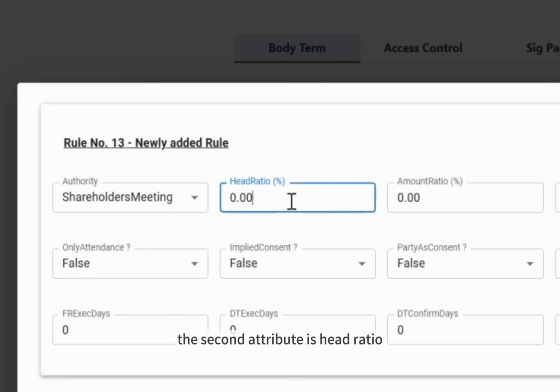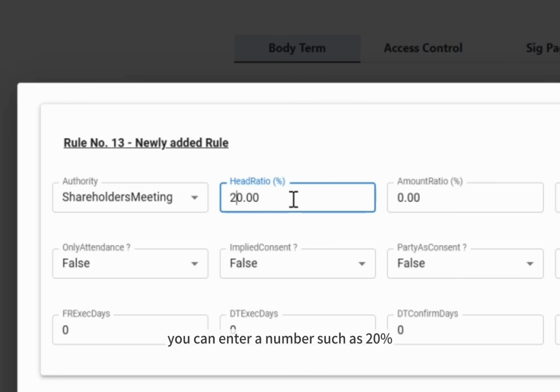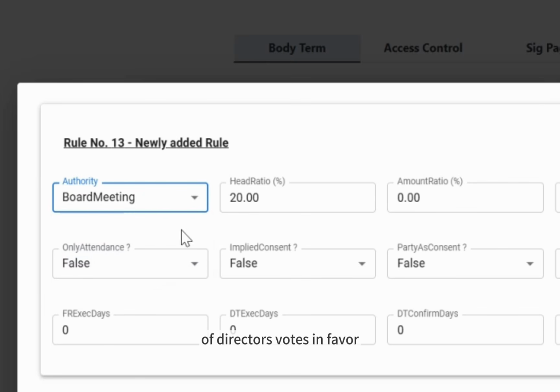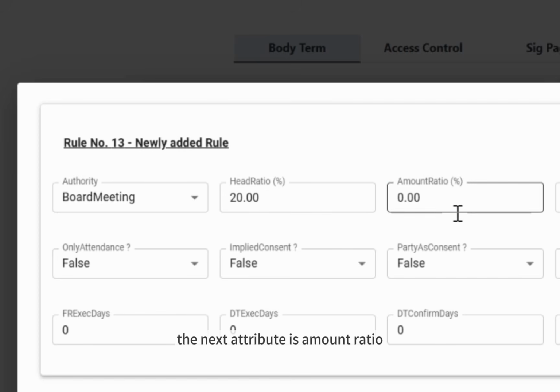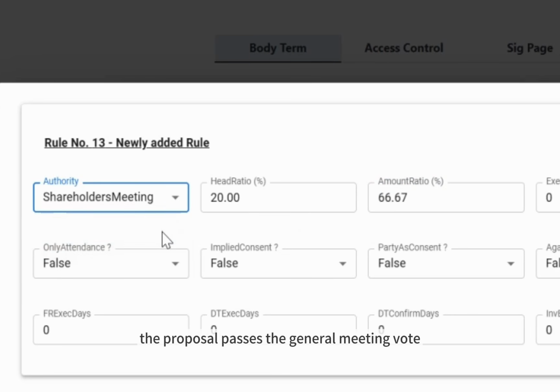The second attribute is head ratio, the minimum passing percentage based on head count. You can enter a number such as 20%. That would mean that in a board voting rule, if a proposal receives more than 20% of directors' votes in favor, it passes and is approved by the board. The next attribute is amount ratio, the minimum percentage based on voting power. For example, if you set it to 66.67%, that means if 2/3 or more of shareholders approve, the proposal passes the general meeting vote.